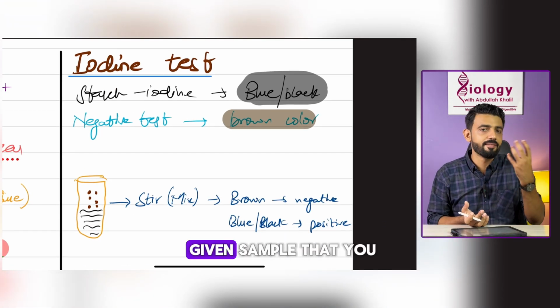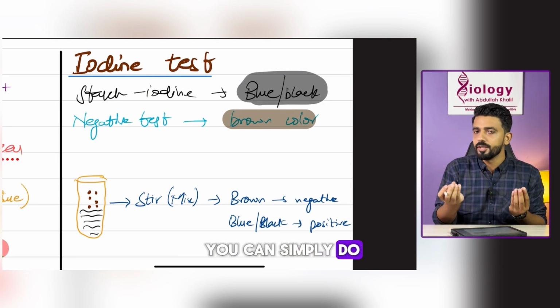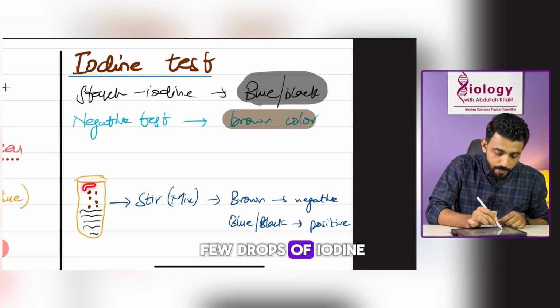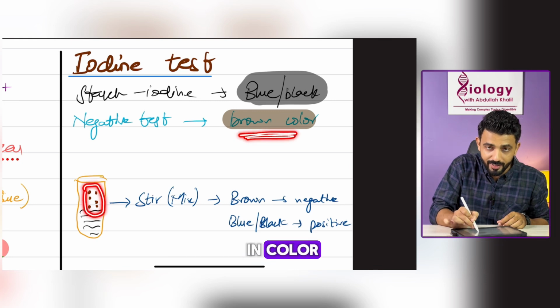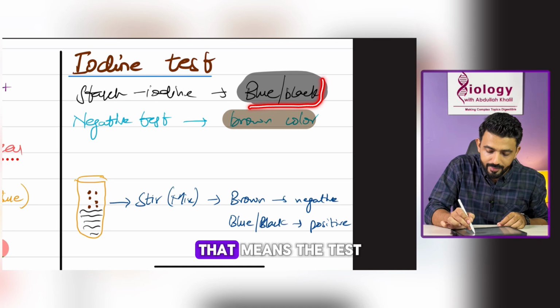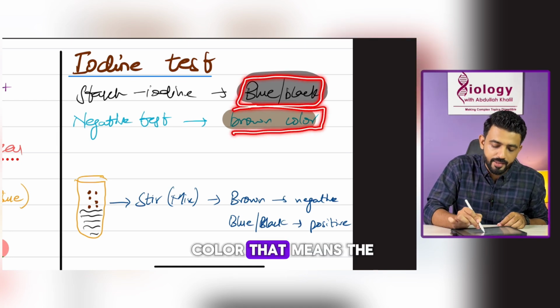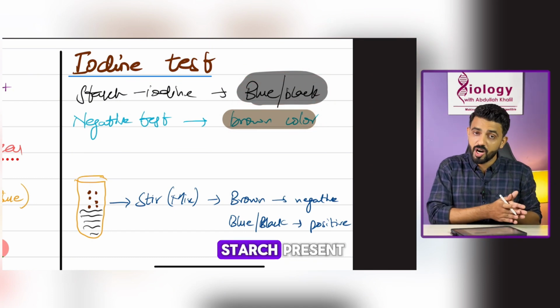So if there is a given sample where you have to test the presence of starch, you can simply do the iodine test. You can put a few drops of iodine, which is originally brown in color, and you stir it. If you see blue-black color, that means the test is positive and starch is present. If you see brown color, that means the test is negative and there is no starch present.